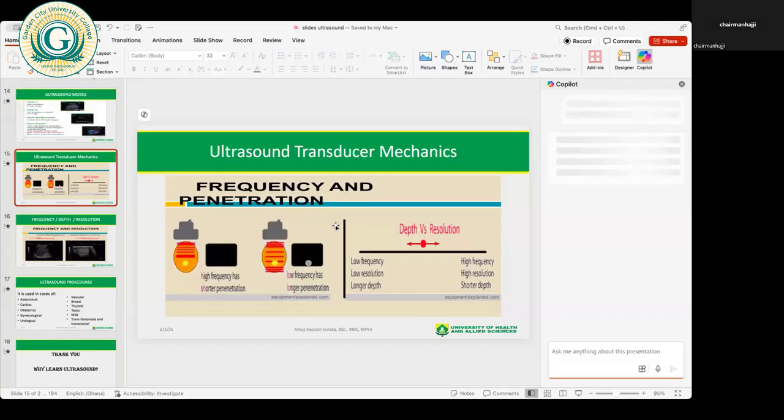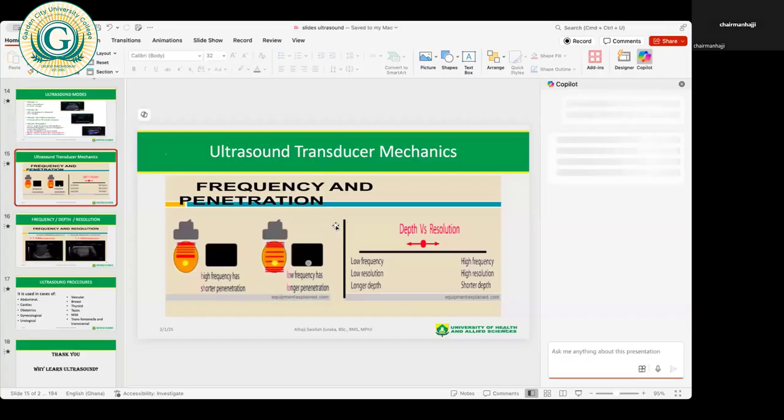The frequency is inversely proportional to the depth. That is to say, the higher the frequency, the shorter the penetration. Whereas the lower the frequency, the longer or the deeper the penetration. That is a principle you should understand.